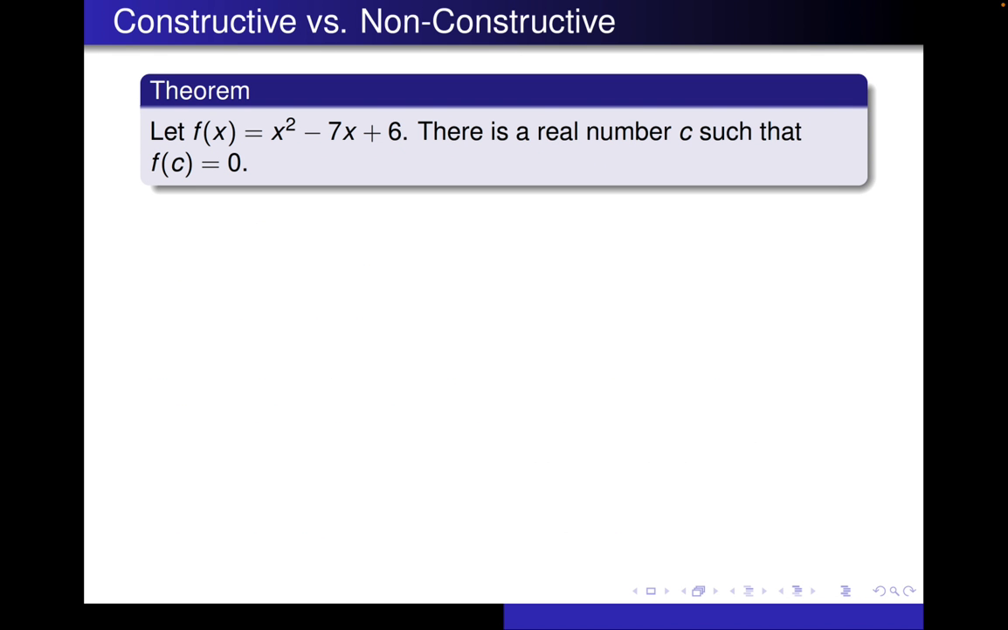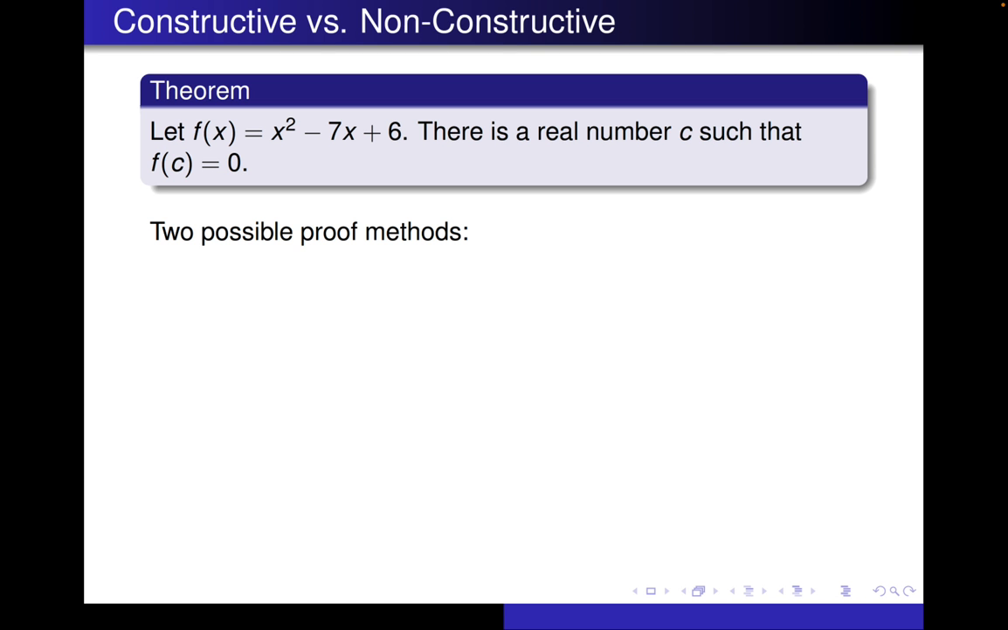So I'm going to talk a little bit about constructive proofs versus non-constructive proofs to show you some of the indirect ways that we can prove things. Here's a theorem that says: let f of x equal x squared minus 7x plus 6. Then we are going to prove there is a real number c such that f of c equals 0. And notice that we are proving a quantified statement. In fact, I think we called it existential. It's a there exists statement. There exists a real number c such that f of c equals 0.